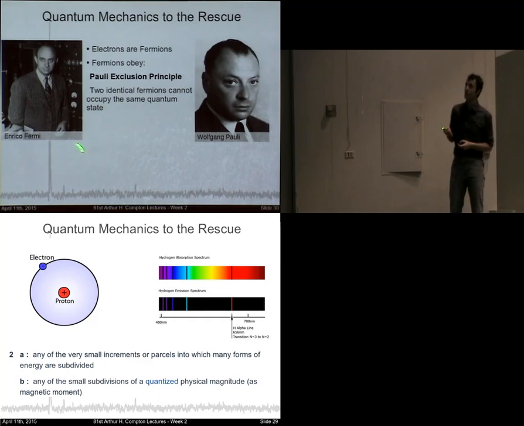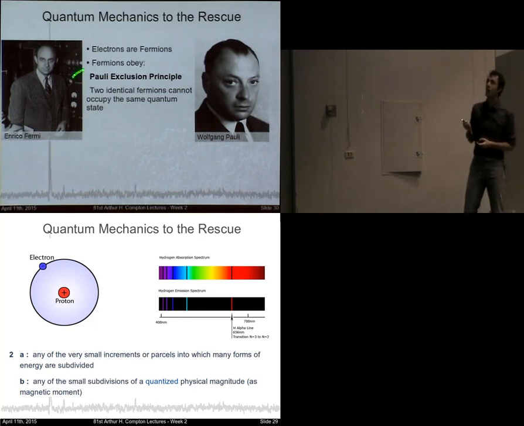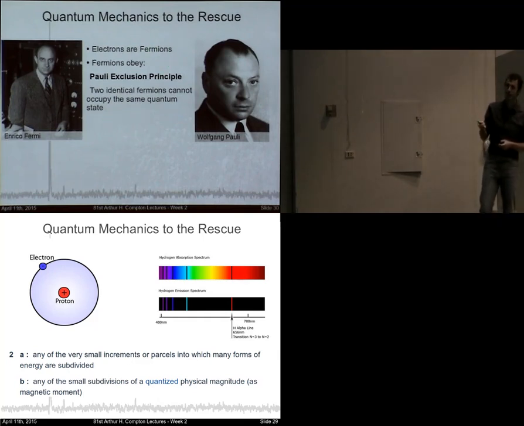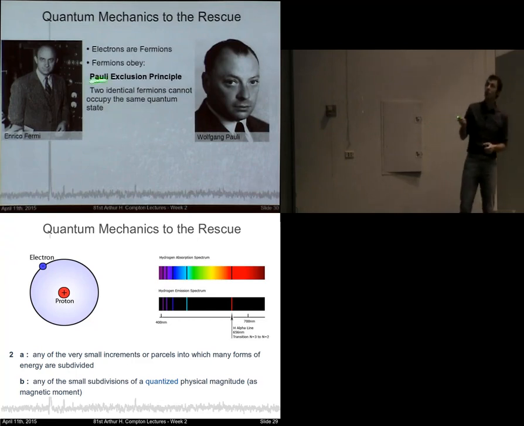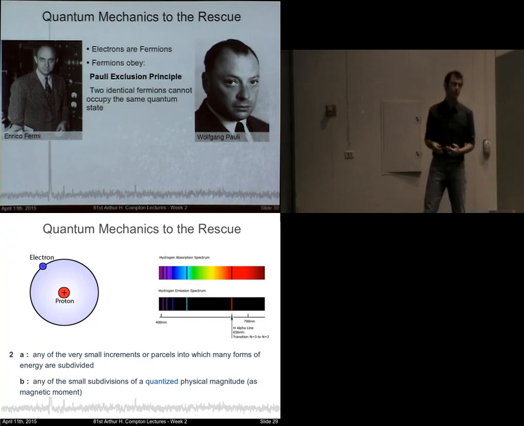Now, some very famous physicists here, who I'm sure you all know about. The technical term for electrons is that they're fermions, named after Enrico Fermi. Fermions obey something called the Pauli exclusion principle. This is partly the reason why things are quantized. What it says is that two identical fermions cannot occupy the same quantum state.